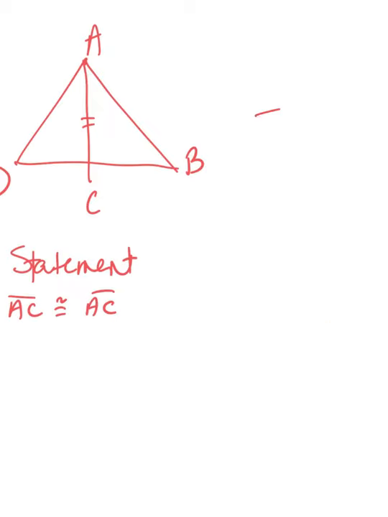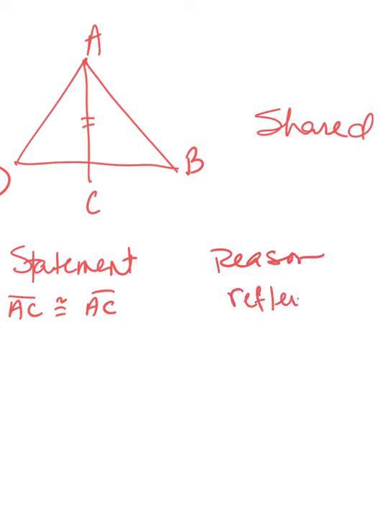So if you have a shared side, you have to acknowledge that because you need sides and angles to prove that things are congruent. And the reason's going to be reflexive. Remember we talked about reflexive as something being equal to itself, the silly geometry rule, algebra rule.